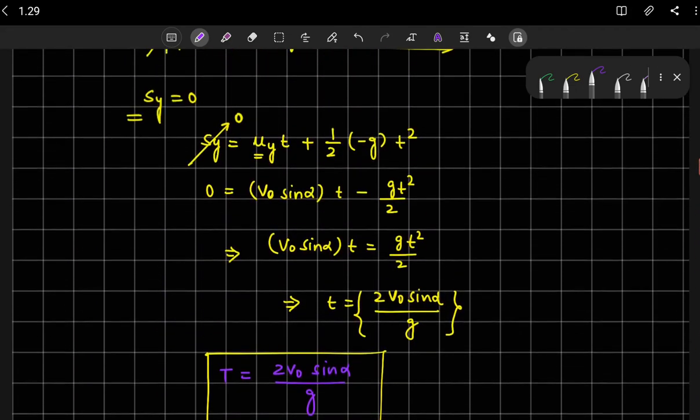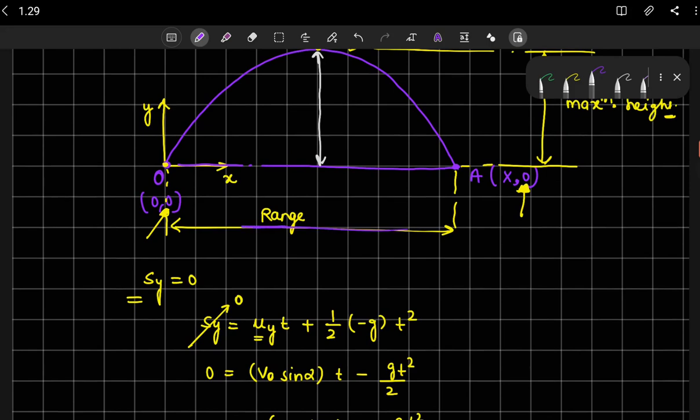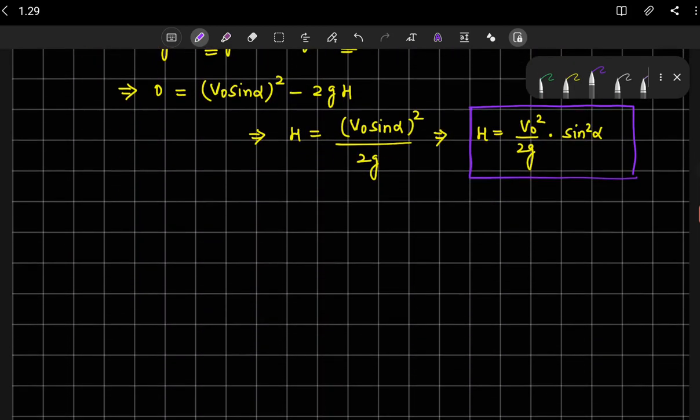Now if we talk about the horizontal range, that is in the horizontal direction, definitely for this we have to apply the equation of motion in the x direction. For that we will use the equation of motion: displacement is equal to initial velocity into t plus half into acceleration into t square. The total displacement we can represent by range, which is equal to initial velocity ux into total time of flight, and acceleration in the horizontal direction is 0, so this term will be 0.